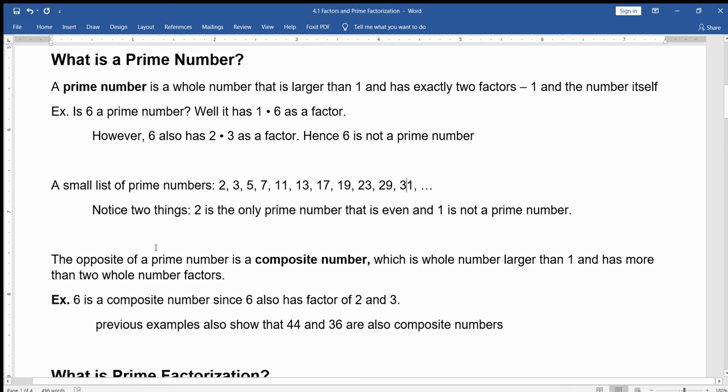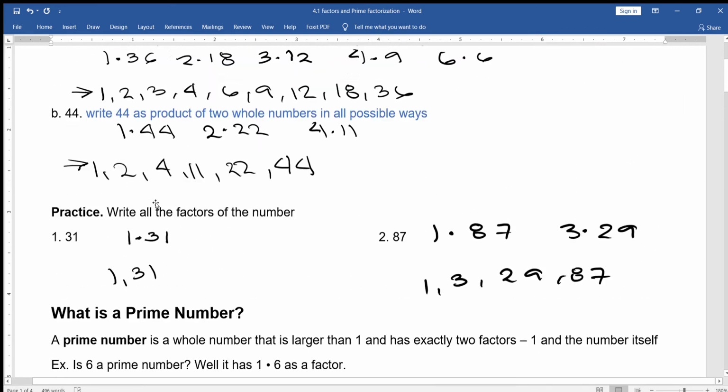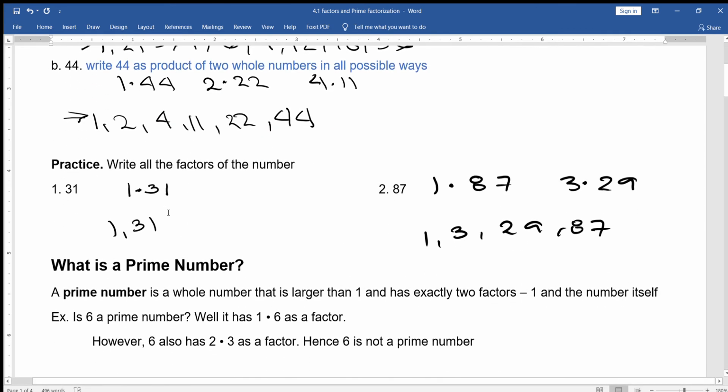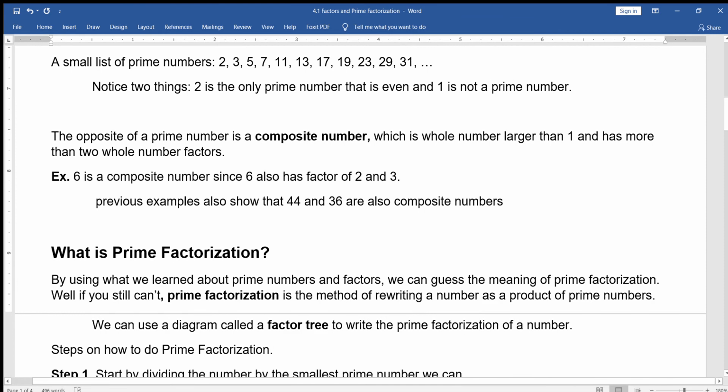Now we're going to combine what we learned, prime numbers and factors, in prime factorization. Prime factorization is simply the method of rewriting a number as the product of prime numbers. And to do that, we can use a factor tree. This is like a tool to find a prime factorization of a number.